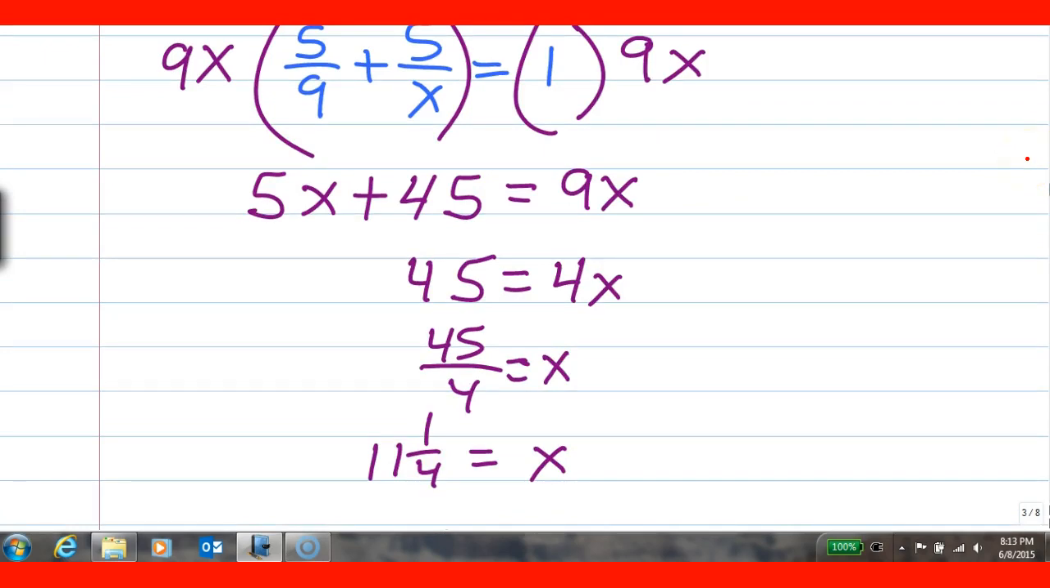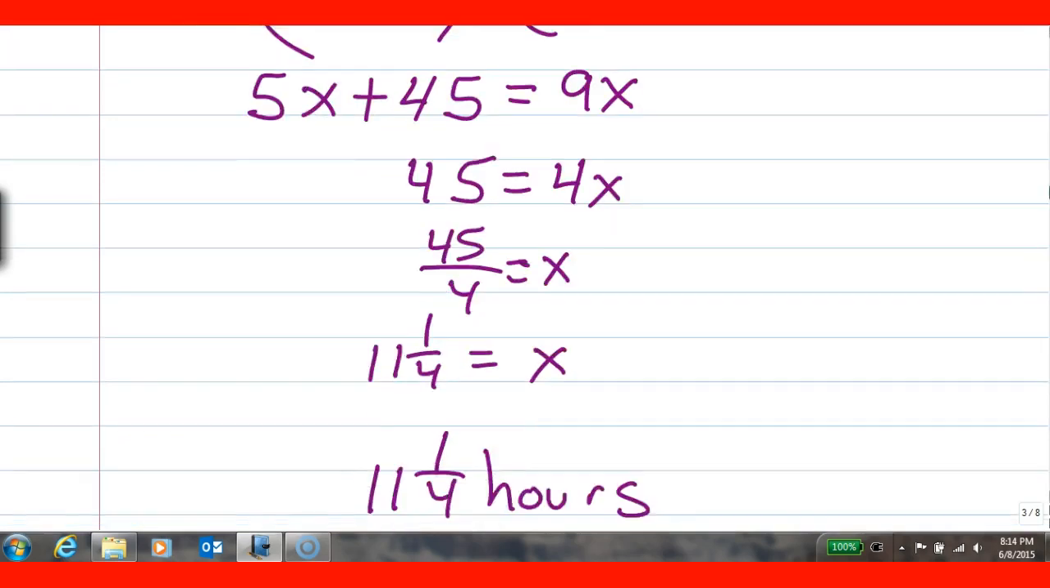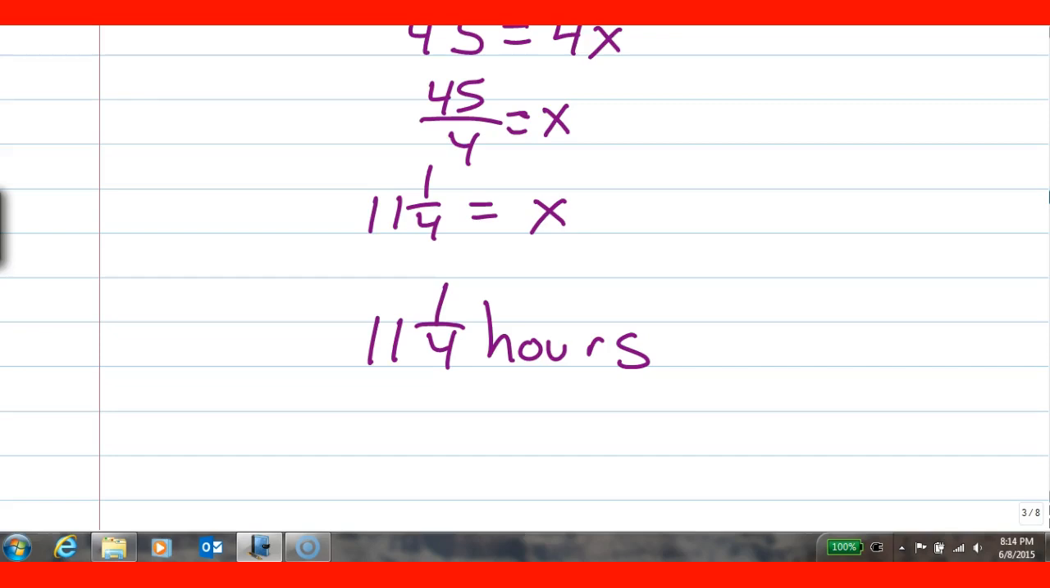Now I'm ready to start solving. I'll take this 5x and subtract it off this side, and subtract it off the right as well, so that I'm left with 45 equals 4x. Next, I'm going to divide that 4 out on both sides, so that the 4 clears, leaving an x on the right side. 45 divided by 4. When I look at it, 4 will go into 45 11 times with 1 remainder. That remainder of 1 then goes over the original divisor, so it becomes 11 1/4. So it takes 11 1/4 hours.